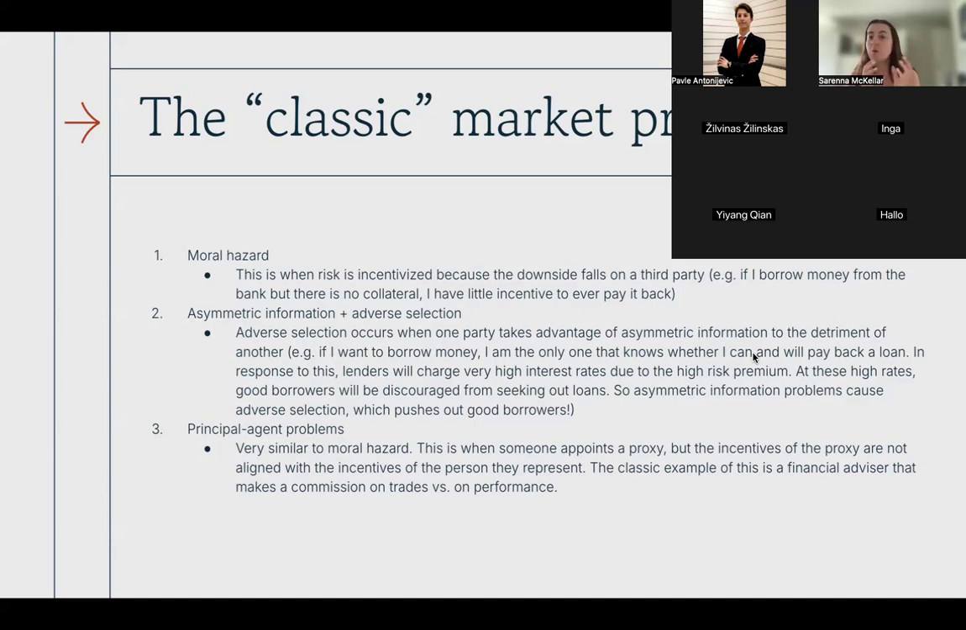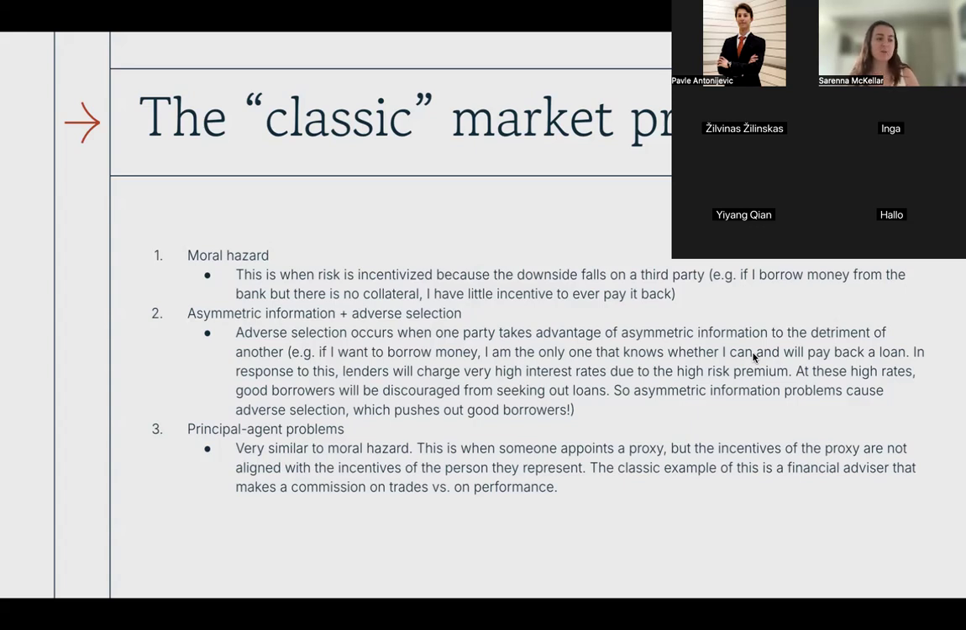There would be only the person that was taking out the loan would know whether they were going to pay it back or not, or would know whether they're a reliable person. And this obviously makes lending money very risky, and thusly interest rates get a lot higher. But at these very high interest rates, good borrowers who are responsible, who plan to pay their loans back, are going to be discouraged from seeking out those loans because of how costly they are. So asymmetric information's problem causes adverse selection, which basically pushes good borrowers out of the market.